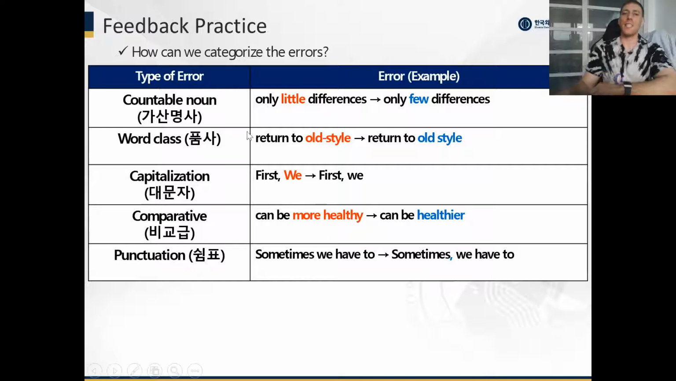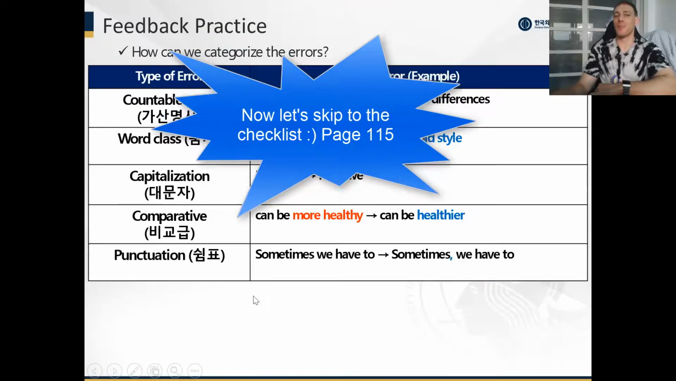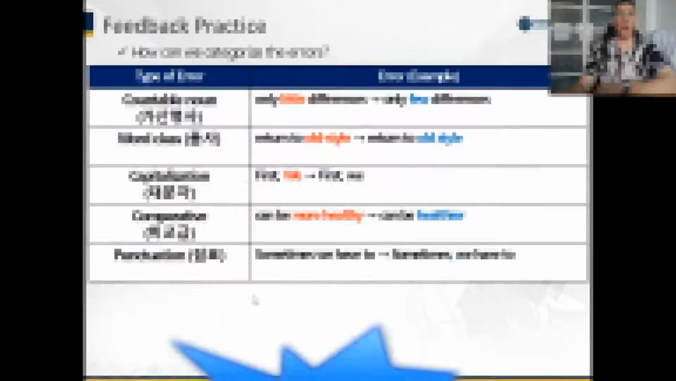Next on, capitalization. They put a capital W when we didn't need one. Comparative. Can be more healthy. No, can be healthier. So remember, comparatives are all about sounds. Healthy means, and then the Y, I-E-R, healthier. And the last time we need a comma. So sometimes we have to. Sometimes we have to know. Sometimes, comma, we have to. So we have a punctuation error here where we need a comma.